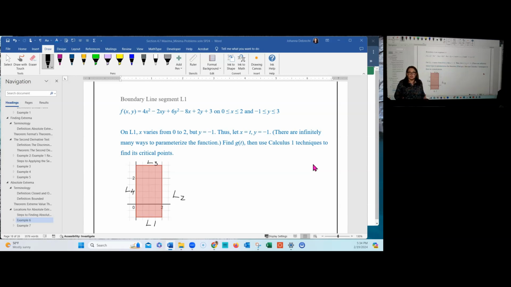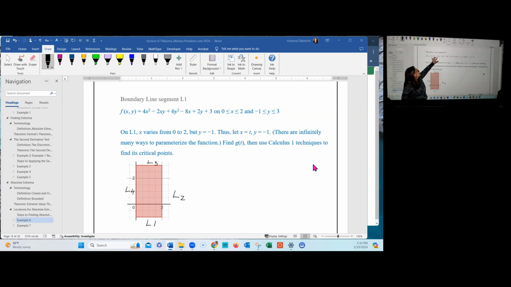Now, there are infinitely many ways to do this, and we studied this in an earlier chapter where we found ways to parameterize line segments between 2 points where t always went between 0 and 1. Here, t will go between 0 and 2, but we don't need it to go between 0 and 1. My advice is to choose the easiest parameterization you can find. In this case, I'm going to let x be t and y be -1.